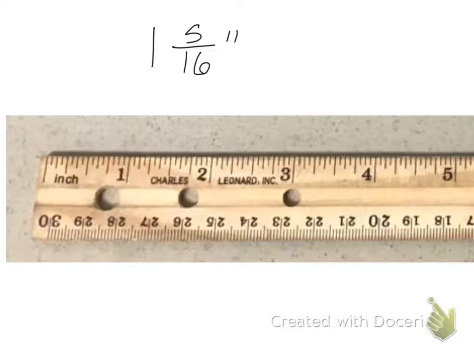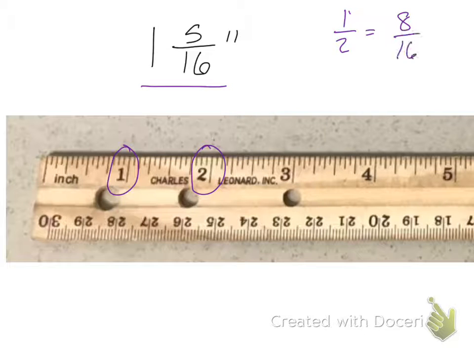So I have this number here, 1 and 5/16 inches. Between which two inch marks is 1 and 5/16 located? Well, since it's a little bit more than 1, it'll be between the 1 and the 2 inch marks on my ruler. So is 5/16 more or less than 1.5? Well, we know that 1.5 of an inch is the same as 8/16. So 5/16 is going to be less than 1.5 inches.